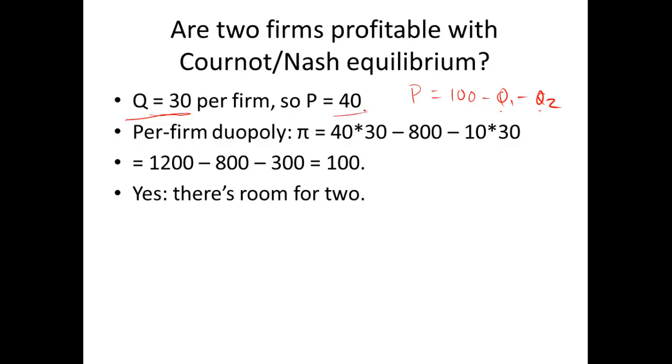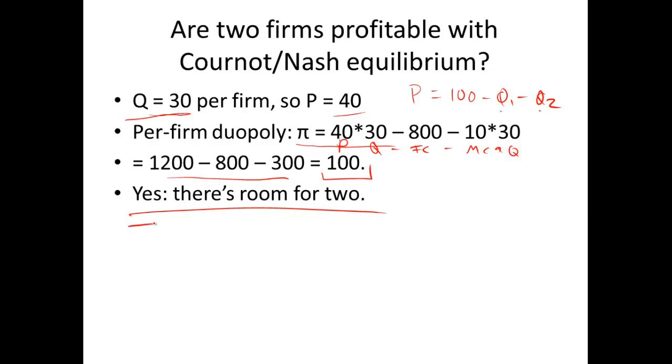All right, so the per firm duopoly profits, well, what are they? Profit equals the price, P, 40, times the quantity at each firm, 30, minus fixed costs, minus MC times Q. And we end up with 1200 minus 800 minus 300, and it equals 100. So yes, that means each of the two duopolists is profitable, and yes, there's room for two in this market. So the answer is not one, the answer is at least two.